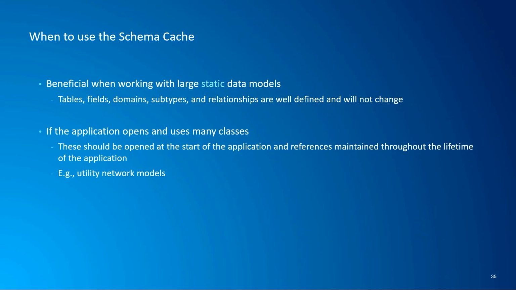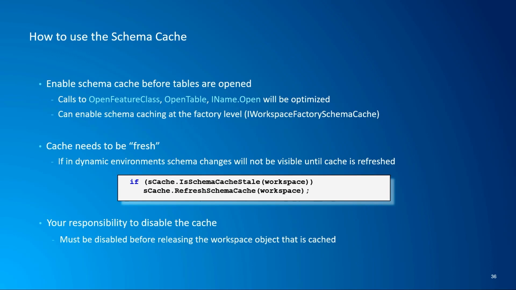When do you use it? Well, we've already talked about that. How to use it? You'd want to enable it before you open up a whole bunch of tables. So if you repeatedly call open FeatureClass, open table, or run the open method on a name object, it'll optimize it and it'll minimize the traffic to the database. You'll be able to satisfy the operation using the schema cached information.